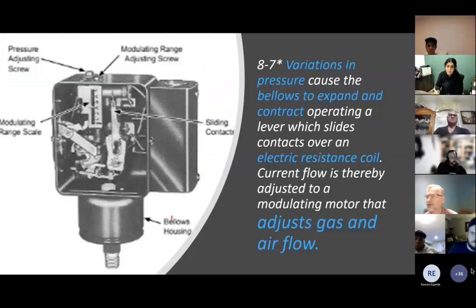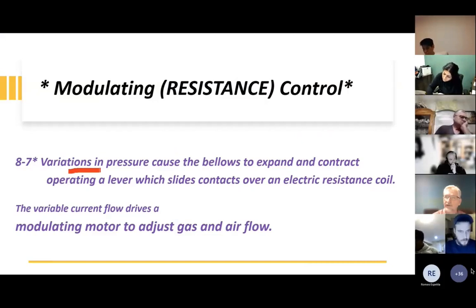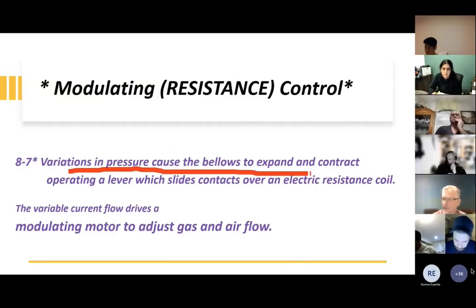Variations in pressure cause the bellows to expand and contract. This one is modulating or resistance control. So I should change the order of these slides. Page number 8-7: modulating or resistance control is a control system where variations in pressure cause the bellows to expand and contract, as it would in any type.